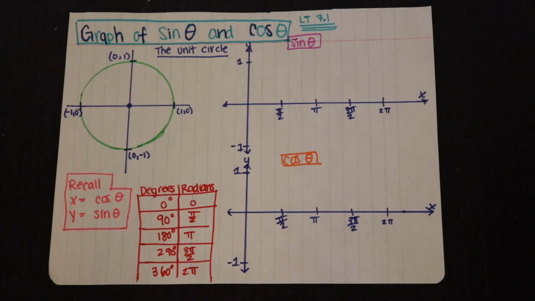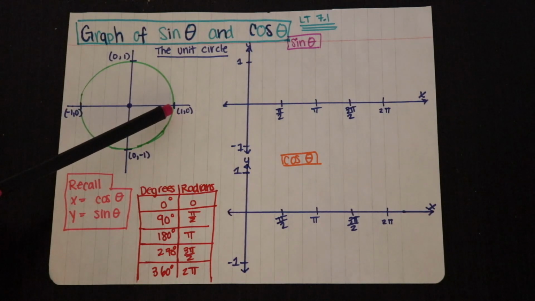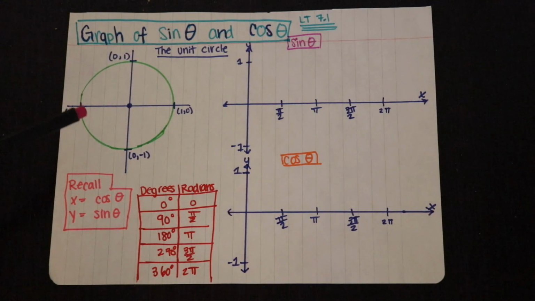Alright, so today we're going to go over what the actual graphs of sine theta and cosine theta look like. And they come from the unit circle, the basic sine function, the basic cosine function. They come from the unit circle. So here what I did is I just drew the unit circle. We know the unit circle has a radius of 1. So I took the liberty to write out those coordinates.